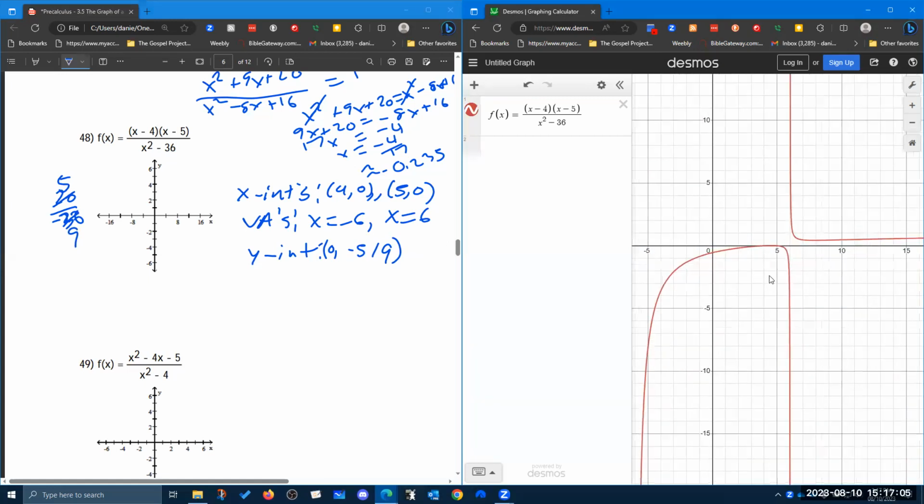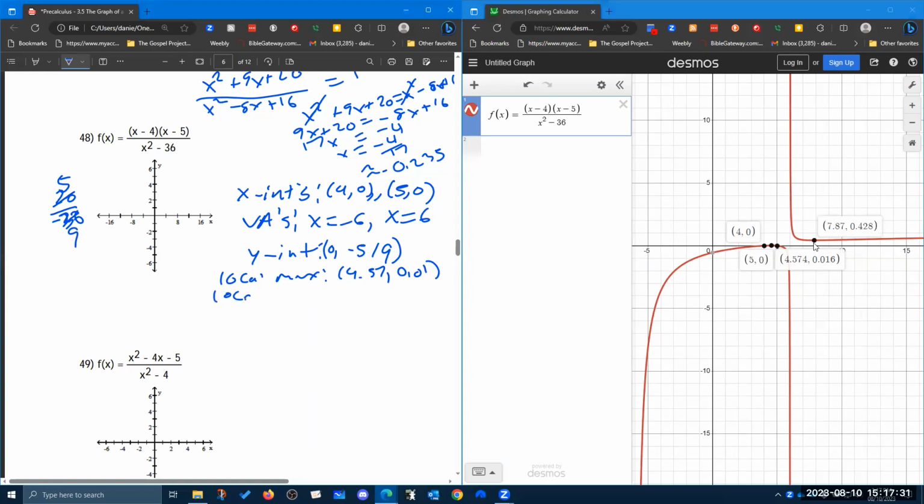We've got x-intercepts here at 4 and 5. We've got this little peak right here. There's a local max at 4.57, 0.01. We've got a local min over here at 7.87, 0.43. And are we going to cross our asymptote at all?